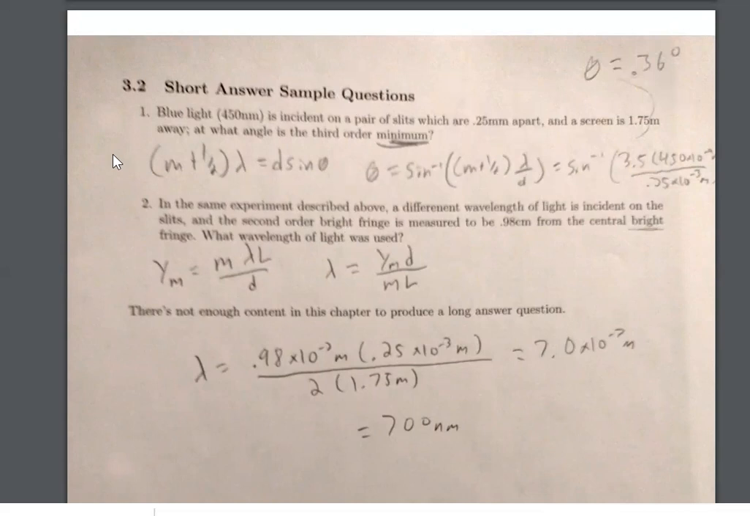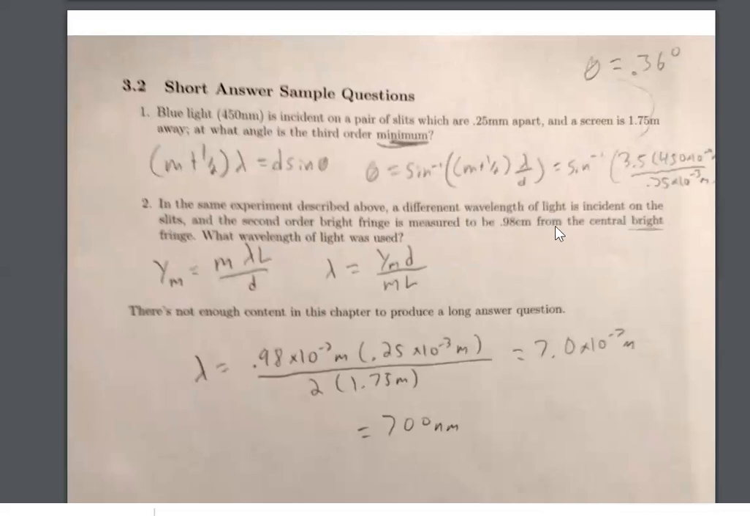All right, so we have the same experiment that was described up here. The slits are still 0.25 millimeters apart, the screen is still 1.75 meters away, but this time we have a different wavelength of light. What we know is that the second order bright fringe is measured to be 0.98 centimeters away from the central bright fringe. The central bright fringe is the bright spot right in the middle, in between the two slits on the screen. And we want the second order one, so it's not the next bright spot, but the one after that, okay?